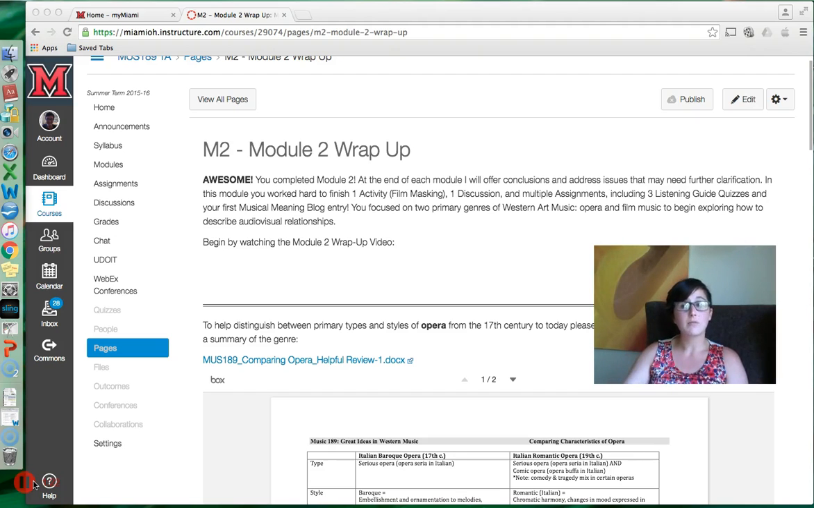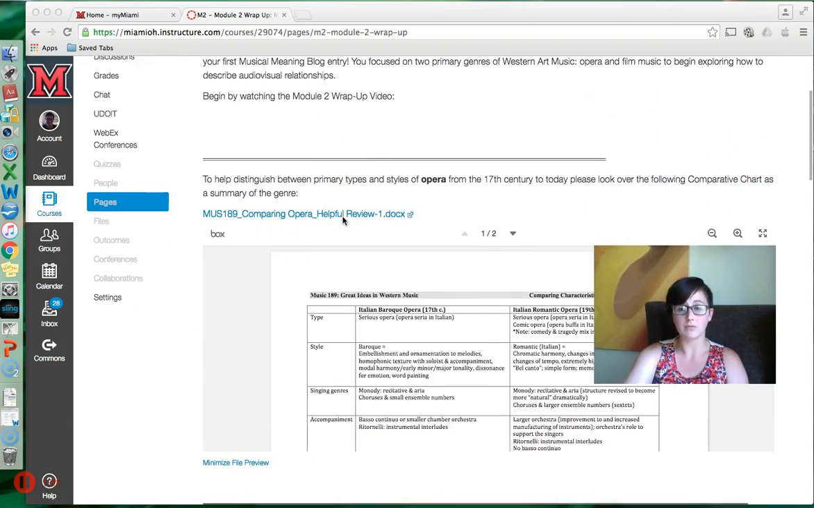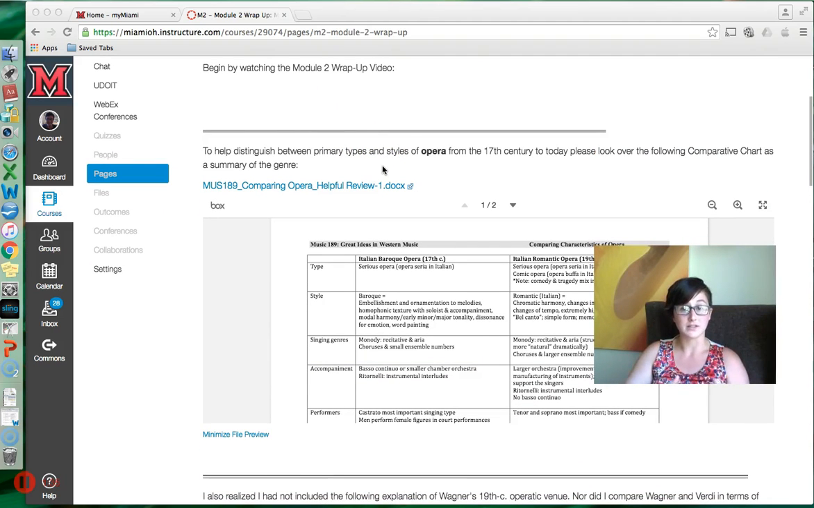So I'd like to just summarize our 2 primary genres of opera and film music. So let's begin with opera. You started your exploration of opera from its origins in the early 17th century. And you moved all the way through the 18th century, stopped in the 19th century to explore Italian and German opera, and then moved to an example of 21st century opera.